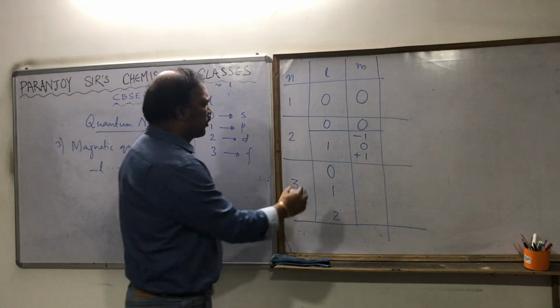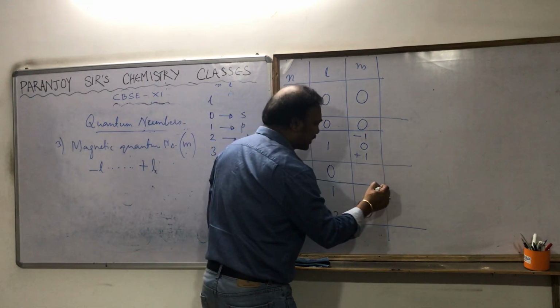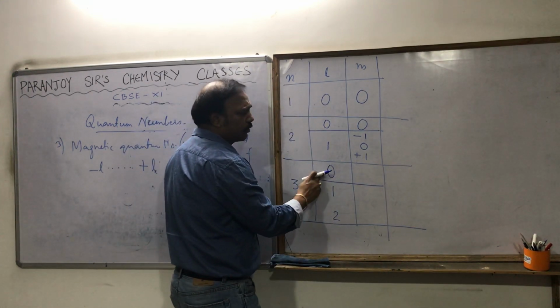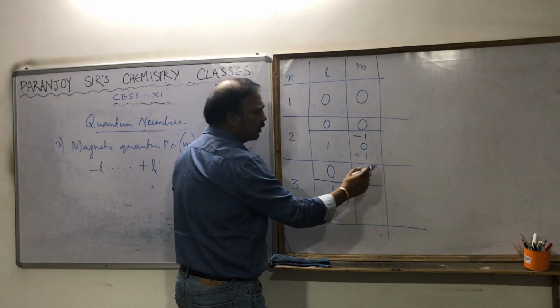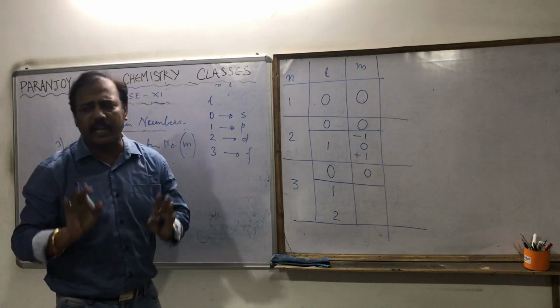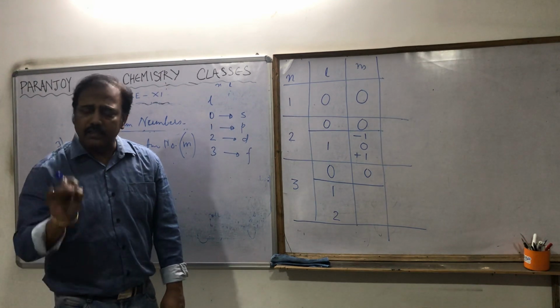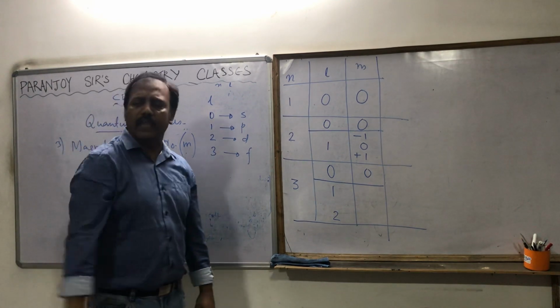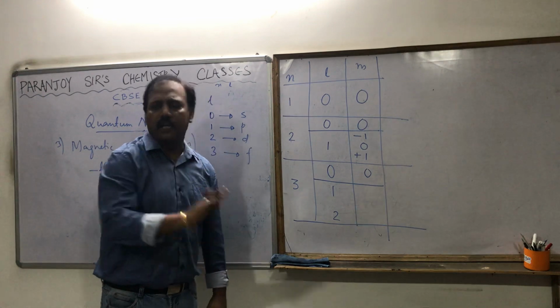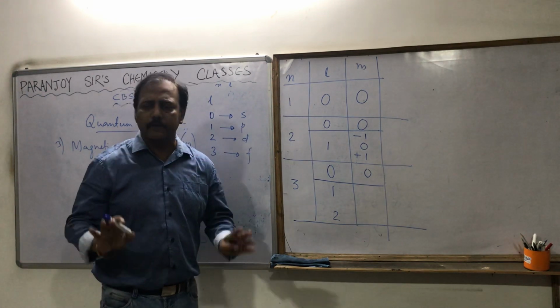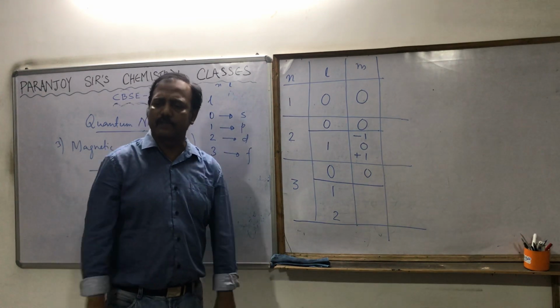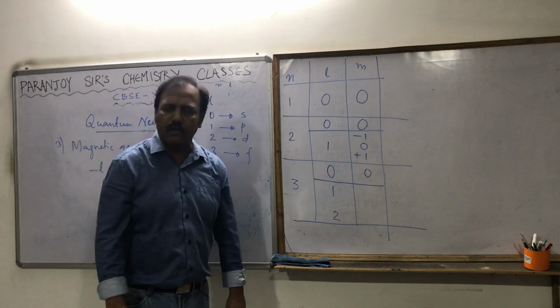In the same way, for the third shell, if L is equal to 0, the value of m is 0, because it only depends on the value of L. It does not depend on the value of n. Forget about n. The value of m depends on the value of L. It starts from minus L and it ends at plus L. Very simple. Just understand it and do it.